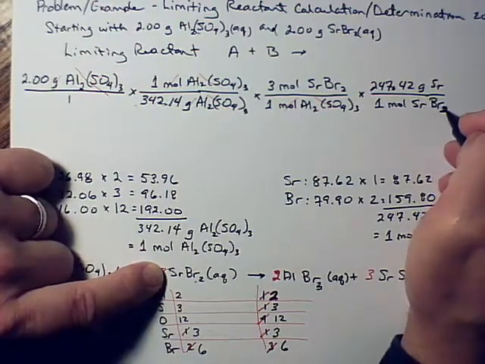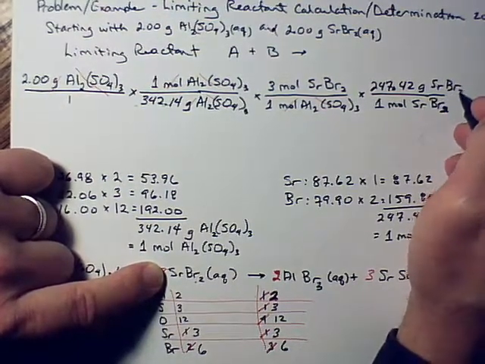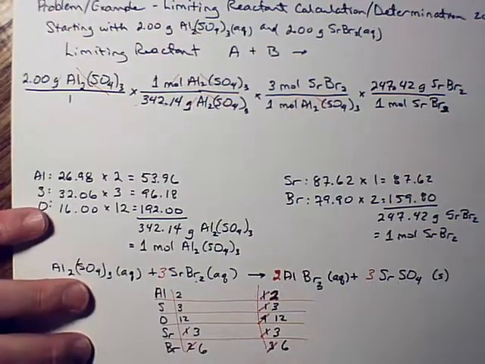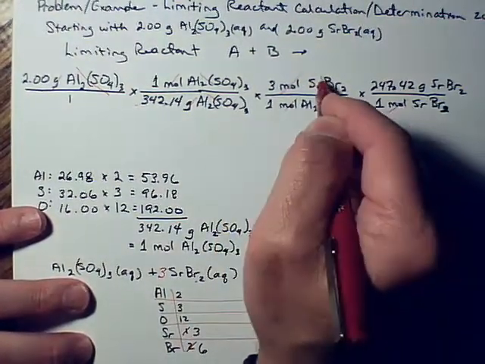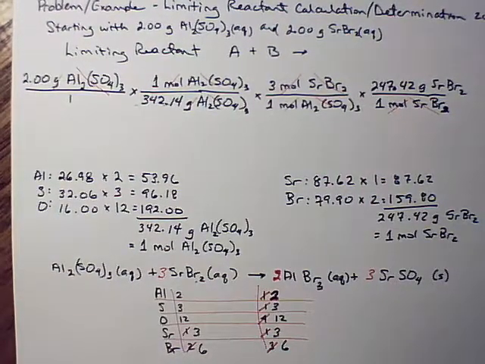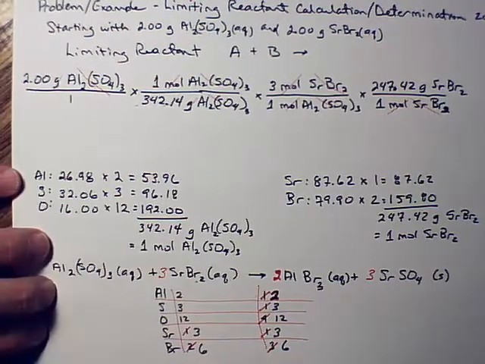That should be a 2 here. Alright, cancel as we go. And I can see that I've successfully set everything up so that all the units and species are canceled except the one I am looking for in the problem. I'm looking for the mass of strontium bromide. So I'm ready to do the math now.